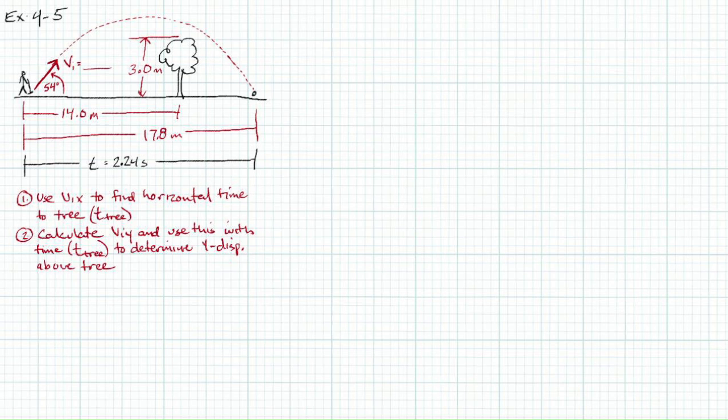What's our initial velocity in the x direction? Well, we calculated it before. Let's just do it again real quick. That is the total displacement in the x direction, 17.8 meters, divided by the time it takes to get there, 2.24 seconds. And that gives us a horizontal velocity, an x component of the velocity, of 7.9 meters per second. What's the time to the tree?